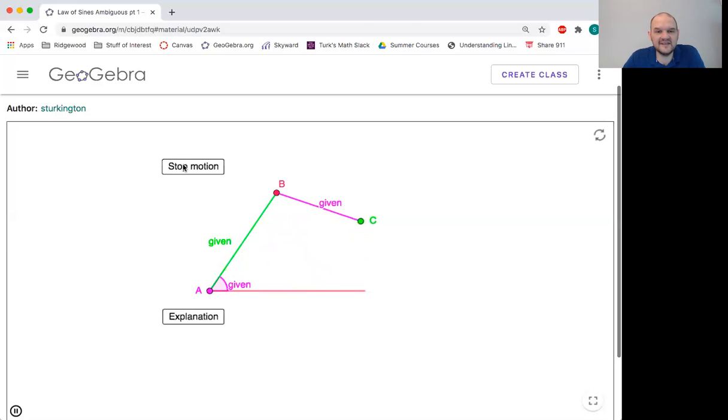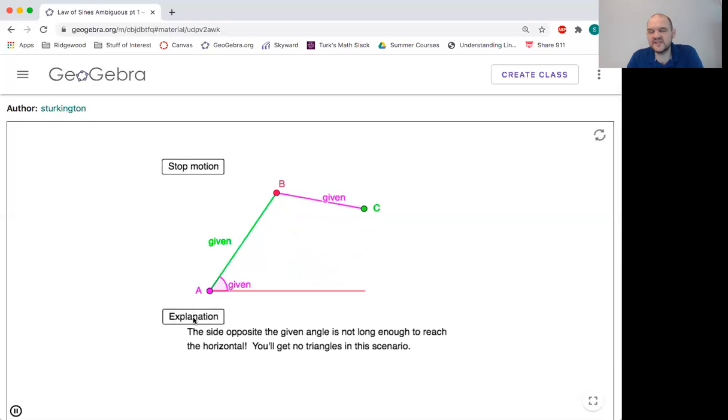So this is a set of given information. It is an angle, the side opposite that angle, and another side. It is angle, side, side. It's a case where you might be able to use the law of sines. There's no triangles. My explanation here is that the side opposite the given angle is just not long enough to reach the horizontal. You're never going to get a triangle. It fits the criteria of using the law of sines, but there's no triangle.